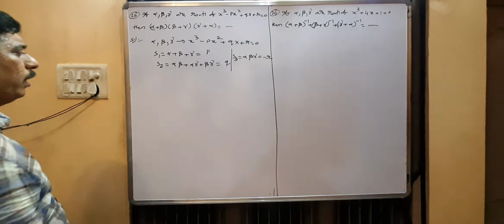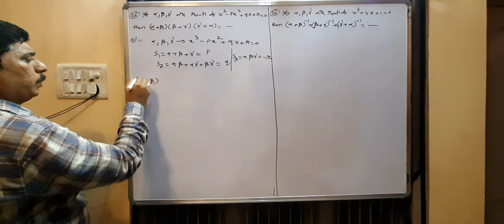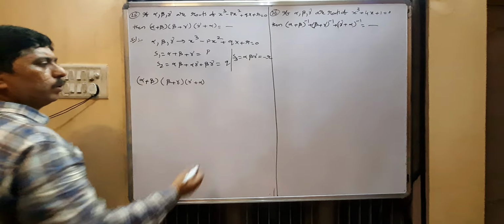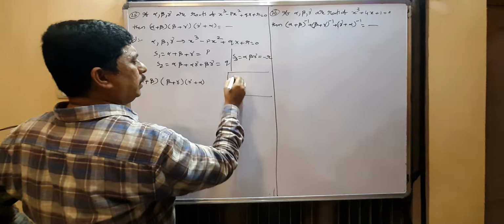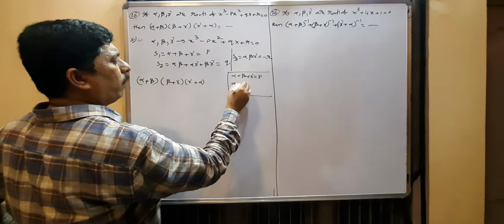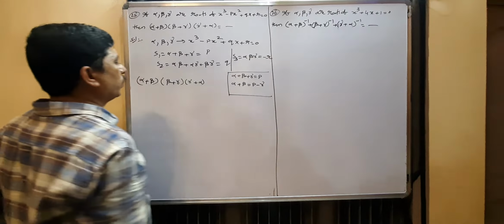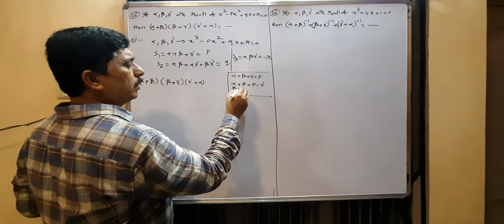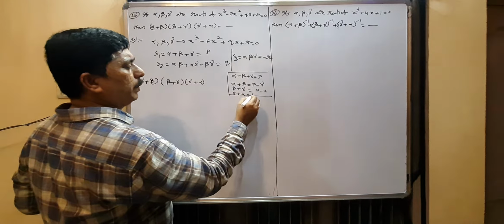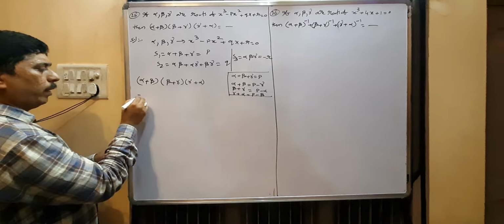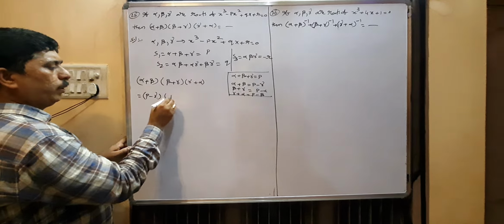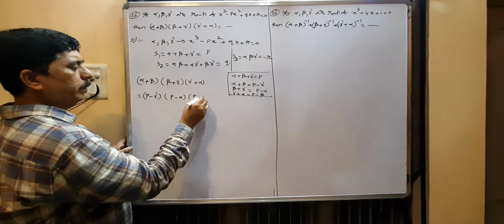They are asking to find (alpha plus beta) into (beta plus gamma) into (gamma plus alpha). Here alpha plus beta plus gamma is p. Then alpha plus beta is p minus gamma, beta plus gamma is p minus alpha, gamma plus alpha is p minus beta. Substitute the three values: p minus alpha into p minus beta into p minus gamma.